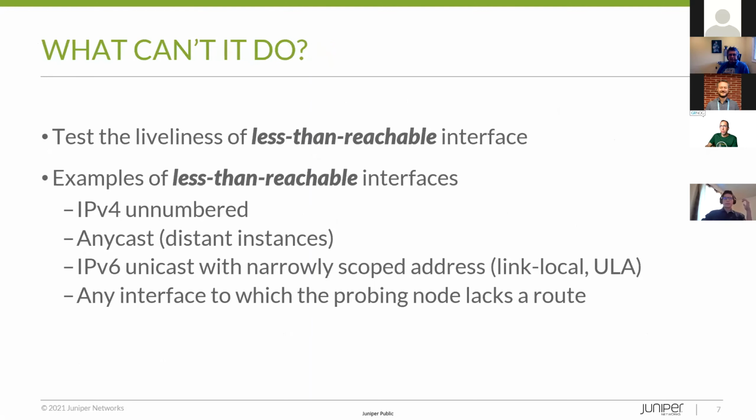So to say it out explicitly, it can't test the liveliness of less than reachable interfaces, which might be a problem because an interface might be not working and therefore it's less than reachable, and we would like to know why it's not working or what its status is. Or it could be a fully functional node, but is more difficult to reach through the traditional ping command, such as an IPv4 unnumbered interface using anycast addresses, IPv6 unicast with narrowly scoped addresses, or any interface to which the probing node lacks a direct route. So all these interfaces we actually can't really learn anything about with the traditional ping command.